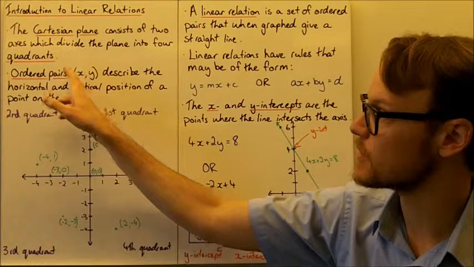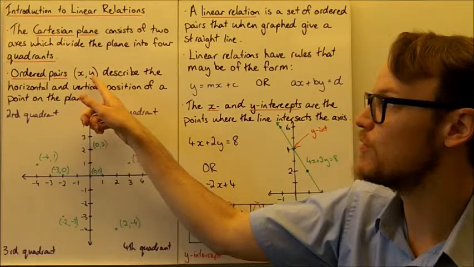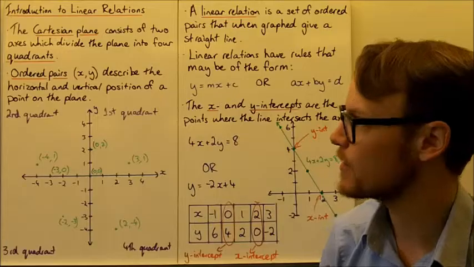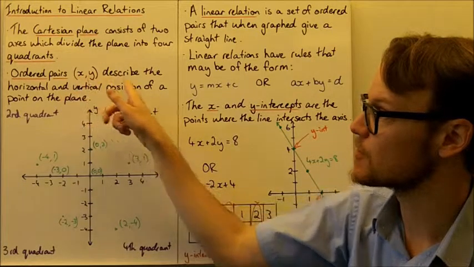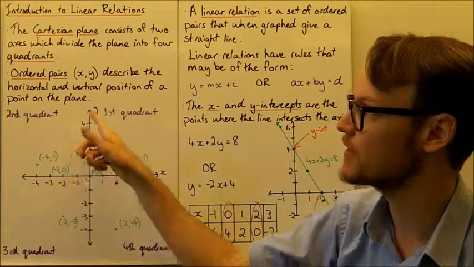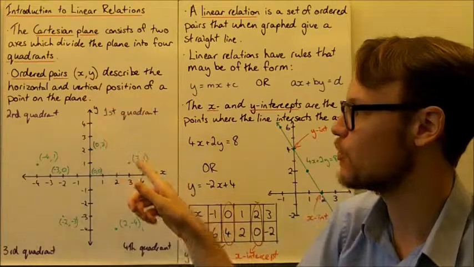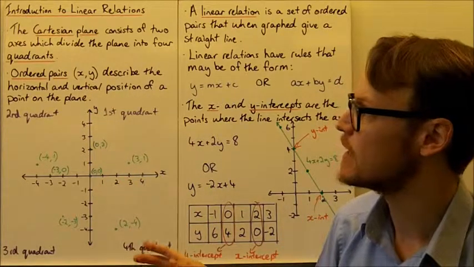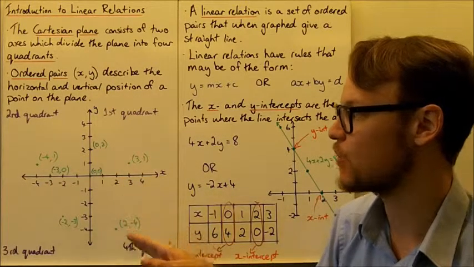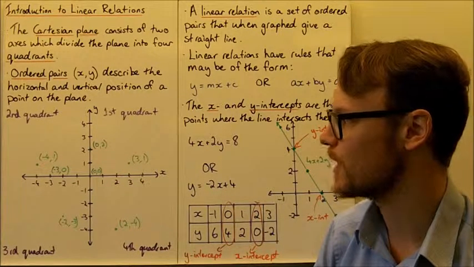Ordered pairs look like this. There are brackets around the outside, and two values that are given and separated by a comma. The first value describes the horizontal position, the x-axis value, and the second value describes the vertical position, the y-axis value of any of these points on the plane. So all of these green points here are labelled points on the plane.